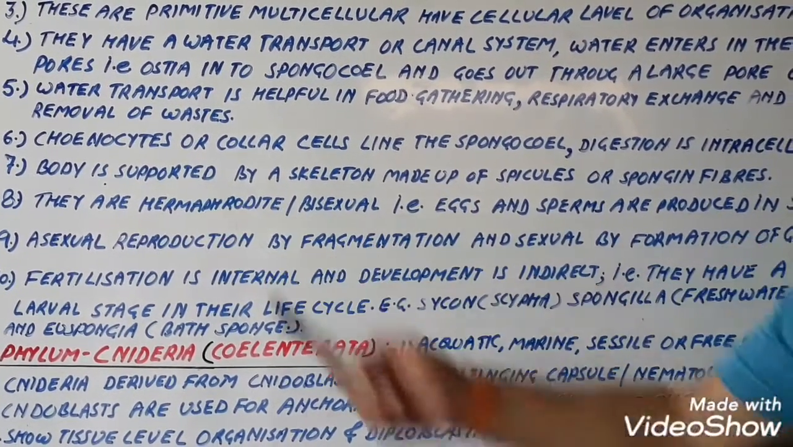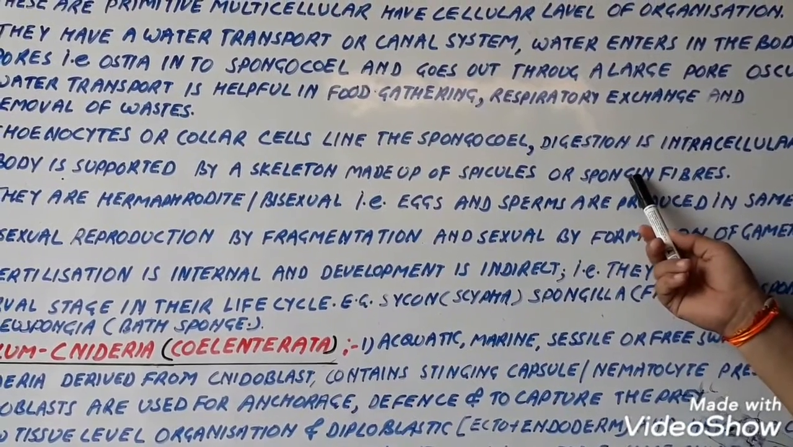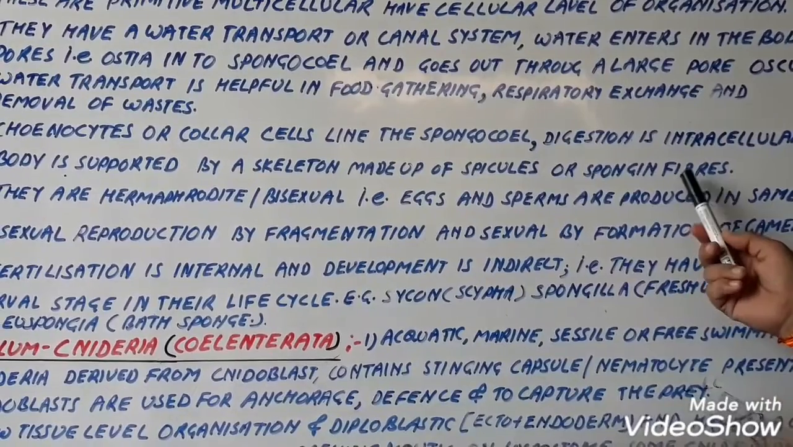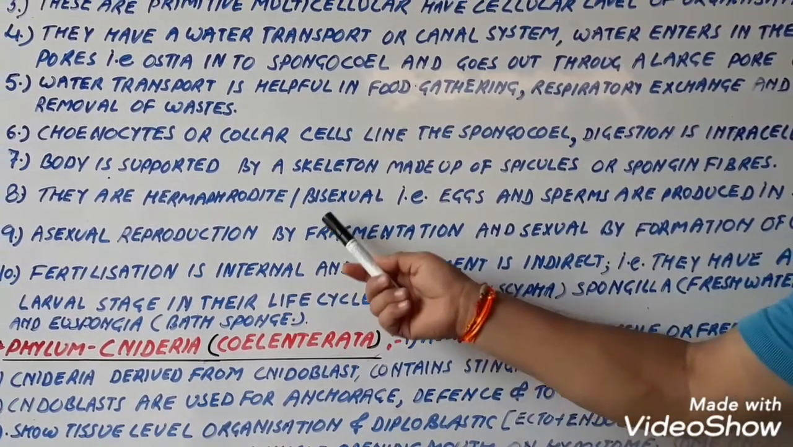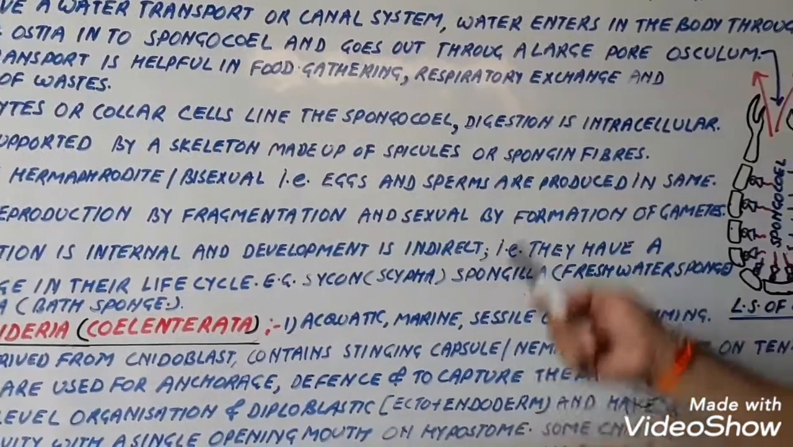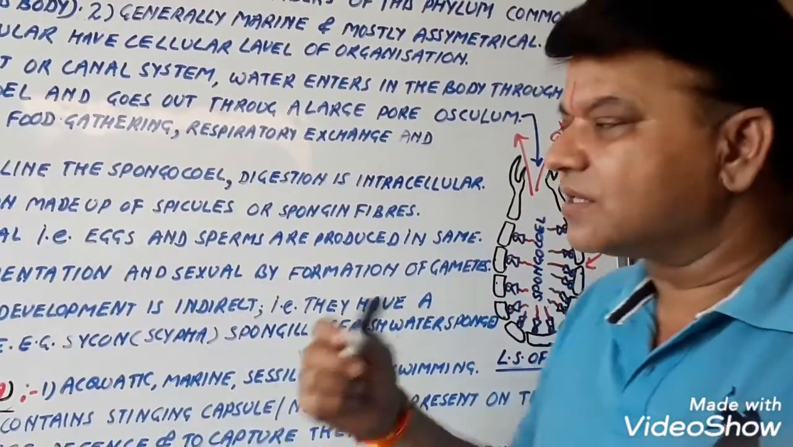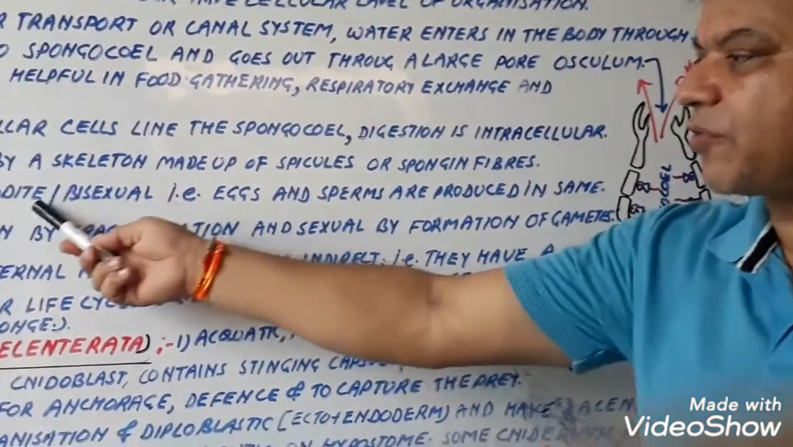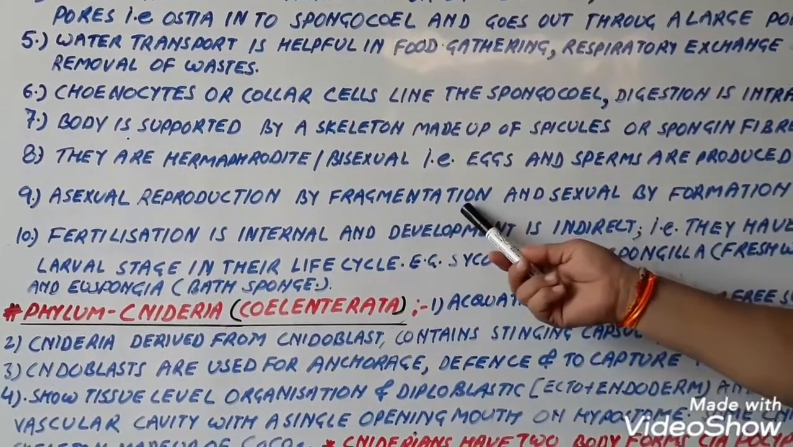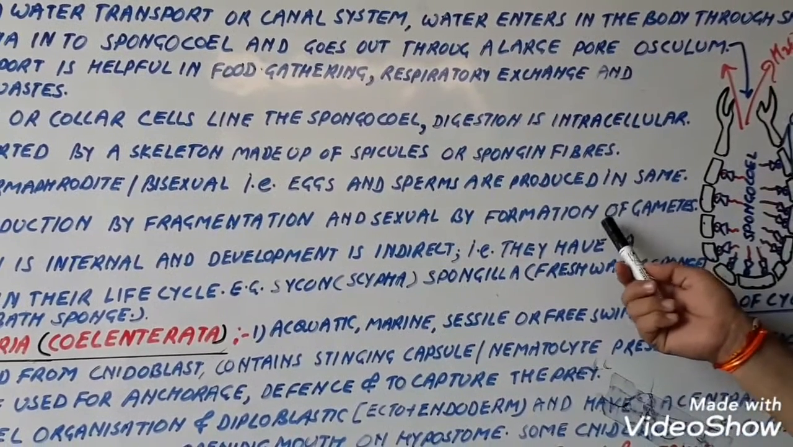The body is supported by a skeleton which is made up of spicules or spongin fibers. This is very important. They are hermaphrodite, that is, bisexual, that is, eggs as well as sperms are produced in the same individual, hence these are hermaphrodite or bisexual. Asexual reproduction takes place by means of fragmentation, and sexual reproduction takes place by means of the formation of gametes in the individual body.